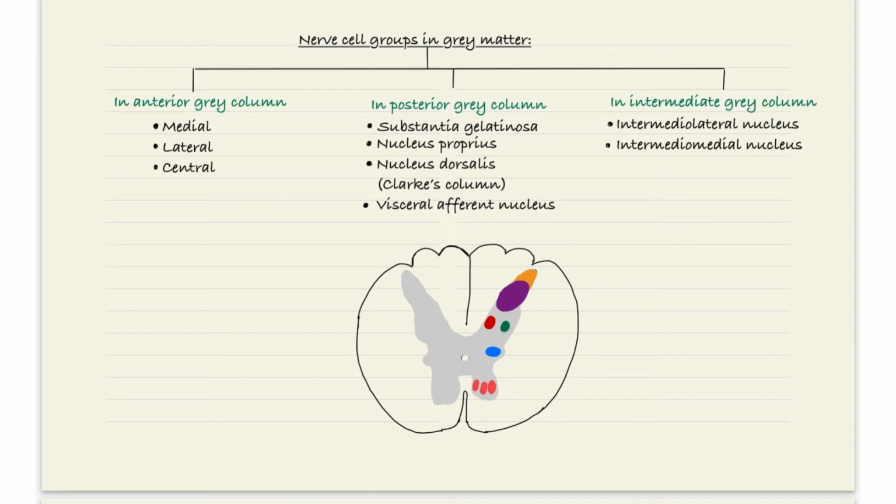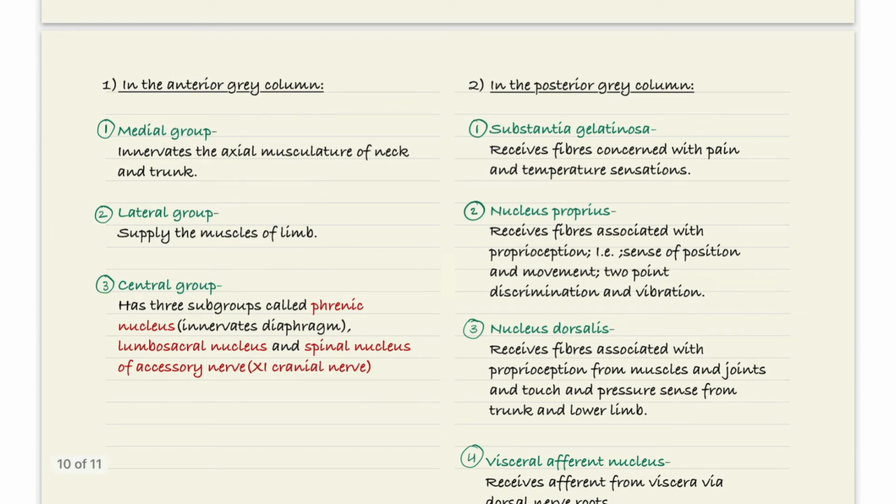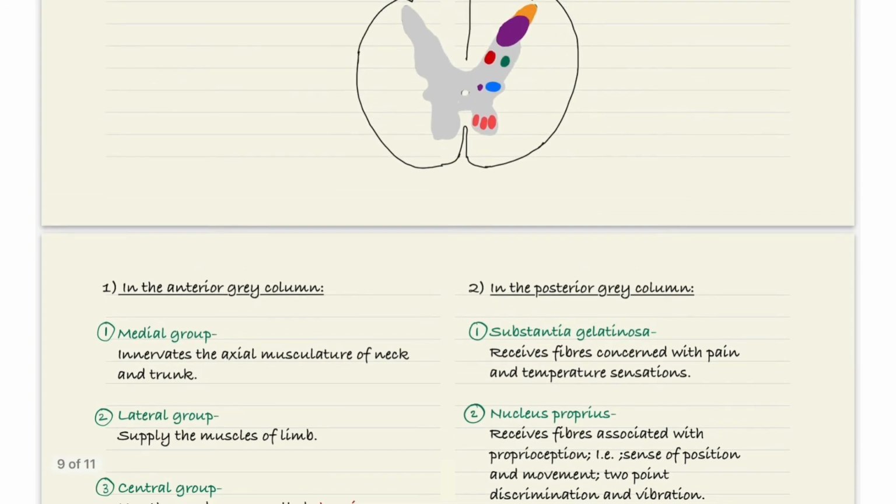Then this is the intermediate gray column, where we have the intermediolateral and the intermediomedial nucleus. One is missing, so we can draw it here. So this can be the intermediomedial and the blue one is the intermediolateral nucleus. Firstly, in the anterior gray column, the medial group. So this was the medial group. It innervates the axial musculature of the neck and trunk.